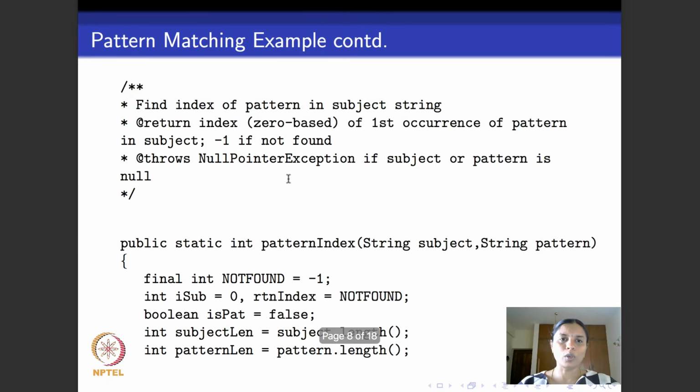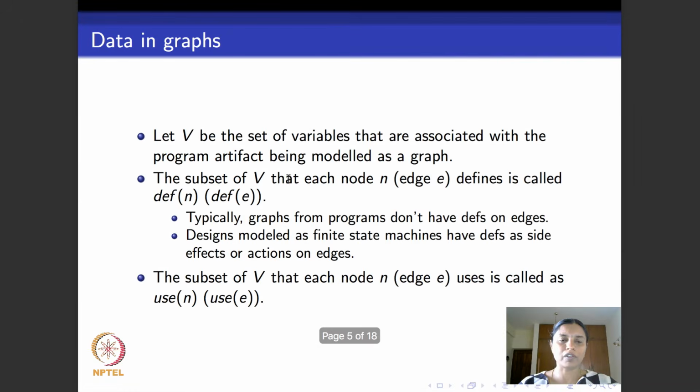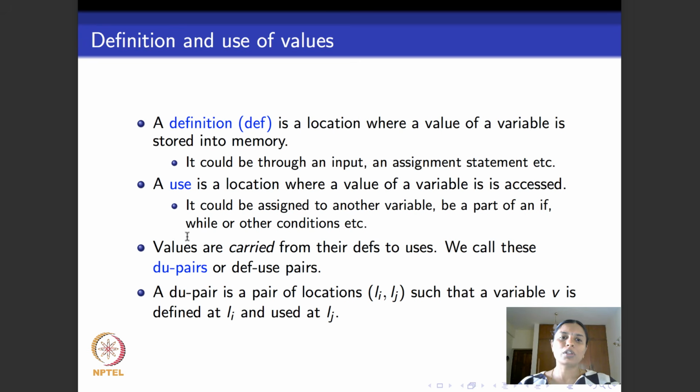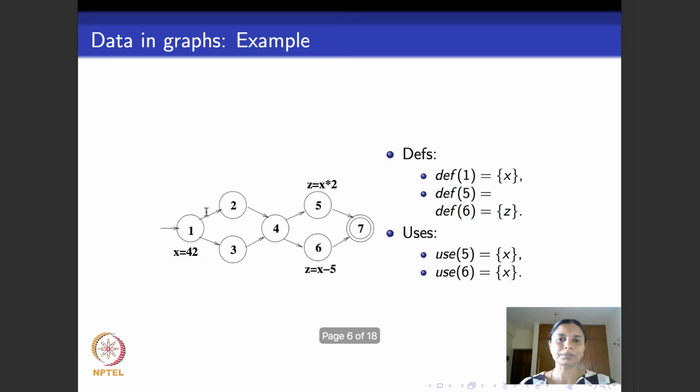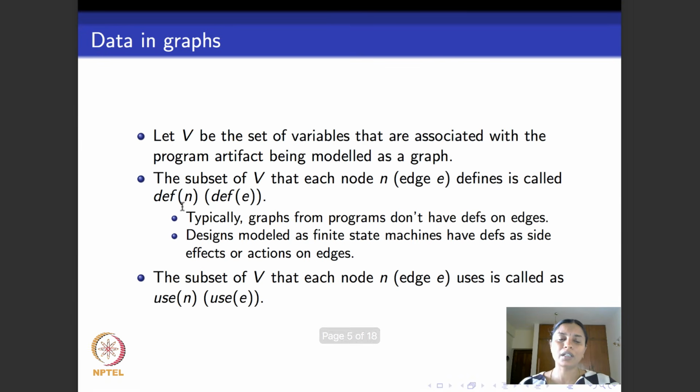So before we move on, I'll go back to the slide where we define defs and uses. So what is a def? It is a place where a value of the variable is stored into memory. What is a use? A place where the value of the variable is accessed from memory. Right? Typically, we take a graph, and for every node in the graph, we ask what is def of n and use of n, and for every edge in the graph, we say what is use of e and def of e.